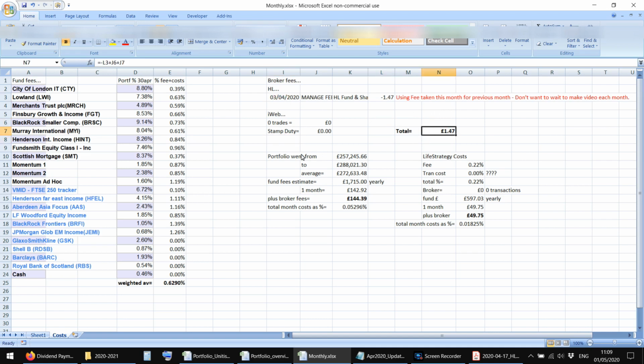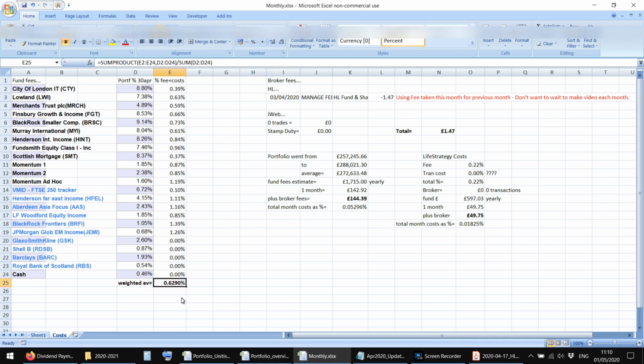So I've decided just to use the same £1.47 as I did last month, and then going forward it'll be the number that's taken in the month that I'm reporting on. But yeah, I've just inputted the portfolio value at the beginning and the end of the month to get that number, to apply this number. I've updated the weightings. If you go back to the last video where I went through the charges, you can see the methodology in more detail. But it's the same methodology.